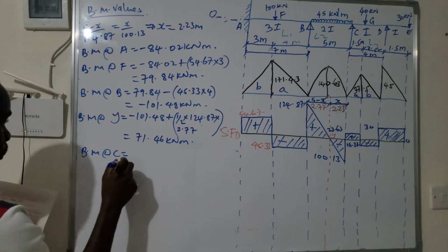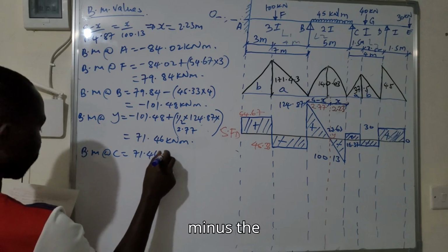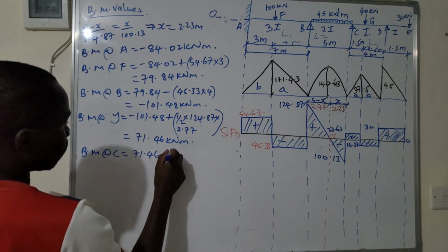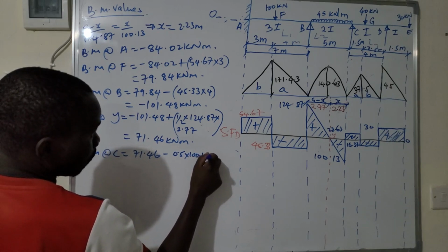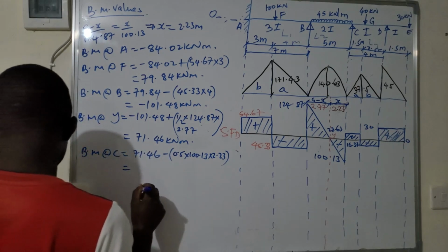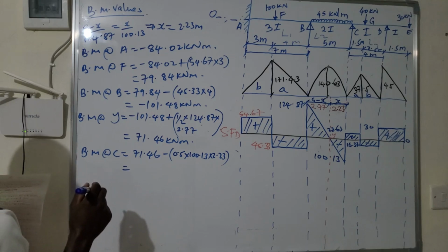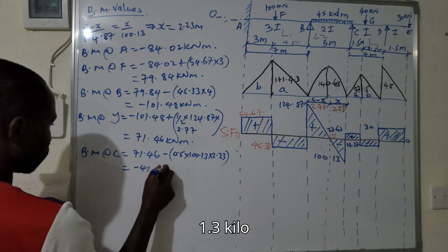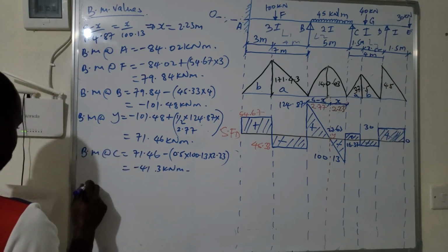Bending moment at C is equal to 71.46 minus the area of this. This is 0.5 times 100.13 times 2.23. So this one is equal to negative 41.3 kilonewton meter.